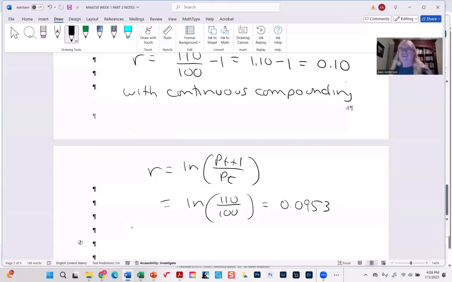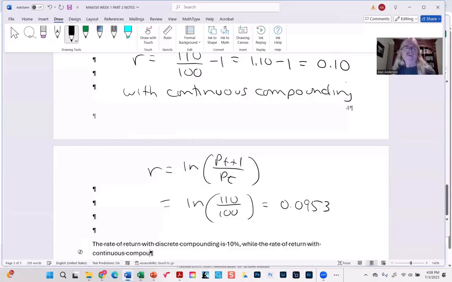So in other words, it's the same investment, you made $10 in both cases, and yet the numbers are very different. So what you're seeing here is that the actual rate of return with discrete compounding is 10%, while the rate of return with continuous compounding is 9.53%.